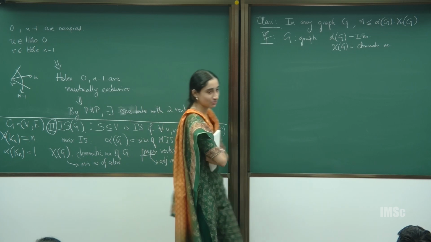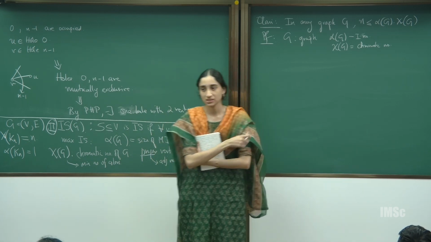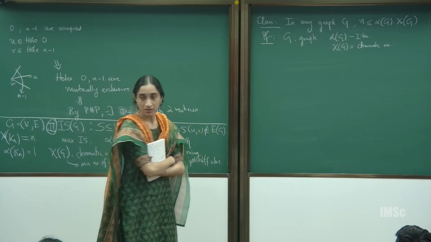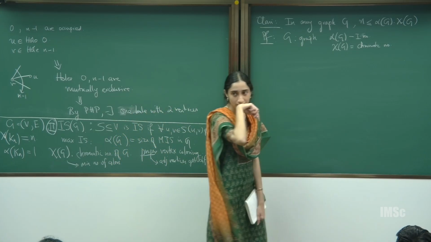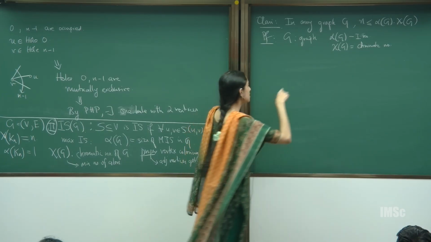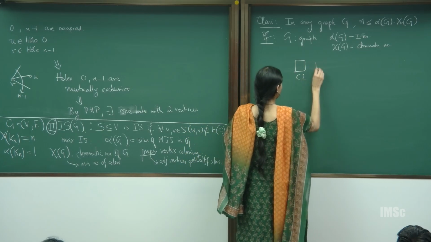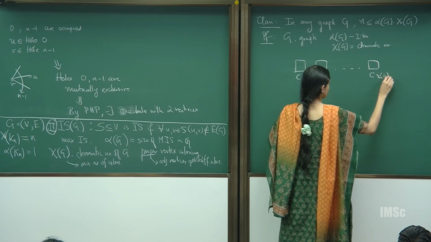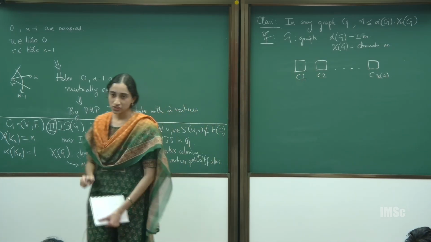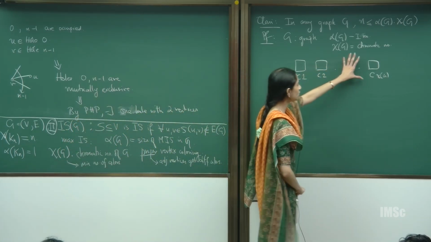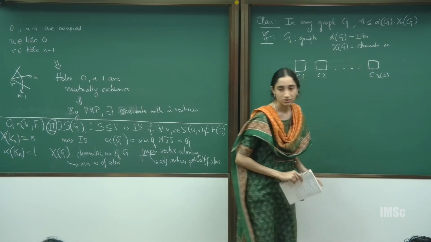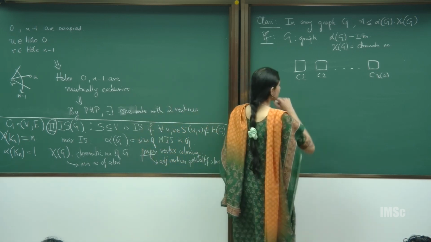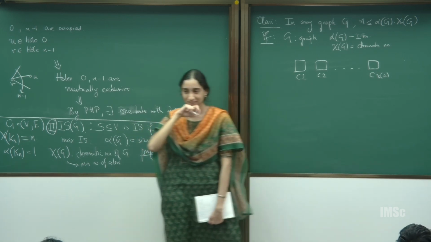So what are the boxes, what are the holes, and what are the pigeons? Different colors can be different boxes, right? So how many such colors are there? Chi of G colors are there. So there are so many boxes. Let me put color 1, color 2. The chromatic number of G is chi of G, which means that there exists a proper coloring of the vertices. Now can you complete the argument?